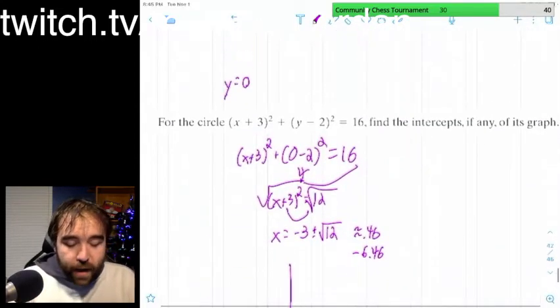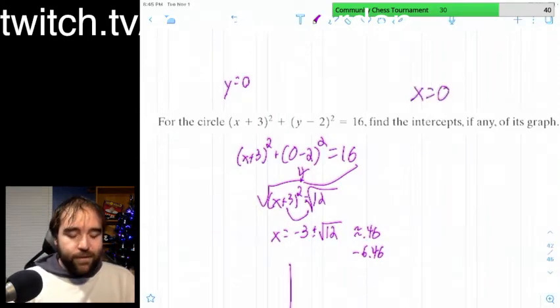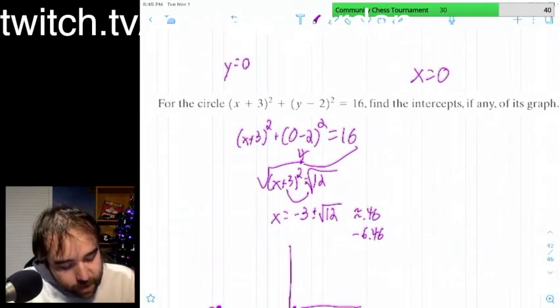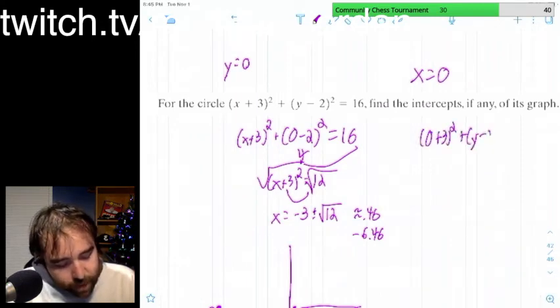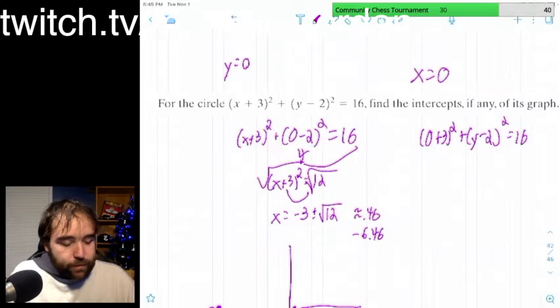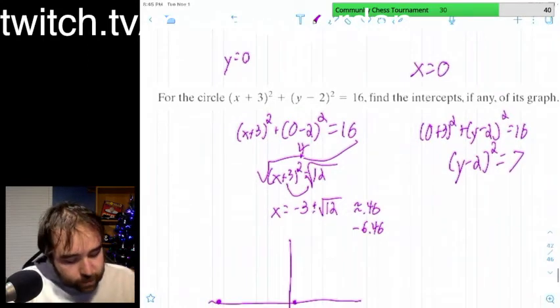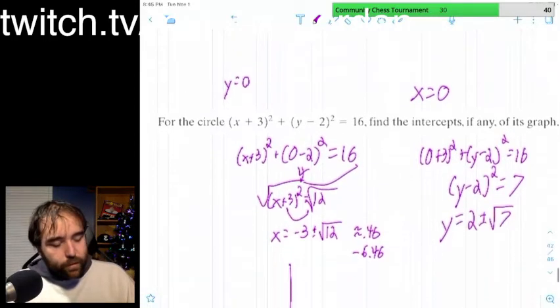Now we can go and find the y-intercepts. How do you find the y-intercepts? Well, just like always, you make the x-coordinate equal to 0. So what happens when we do that? When we go 0 plus 3 squared plus y minus 2 squared equals 16. So then what? Well, 3 squared is 9. So when we subtract that, that'll be 7. So we have y minus 2 squared equals 7. And then just like before, we're going to square root and then move the 2. So we'll get 2 plus or minus the square root of 7.